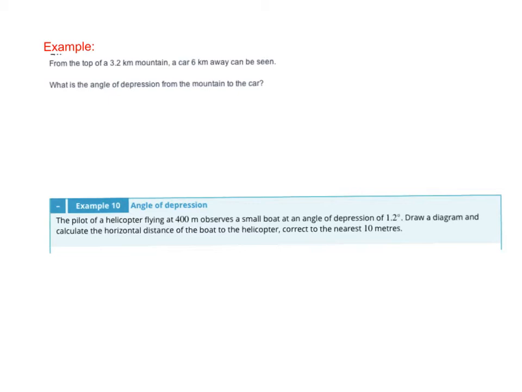So then we have a look here. We said from a 3.2 kilometer high mountain, a car 6 kilometers away can be seen. What you should always do is draw a diagram of what's going on. So here's the mountain, and they said that was 3.2 kilometers, so there's someone up here on the mountain, and they can see a car that's 6 kilometers away. Over here, we've got our little car. They said, what is the angle of depression from the mountain to the car?